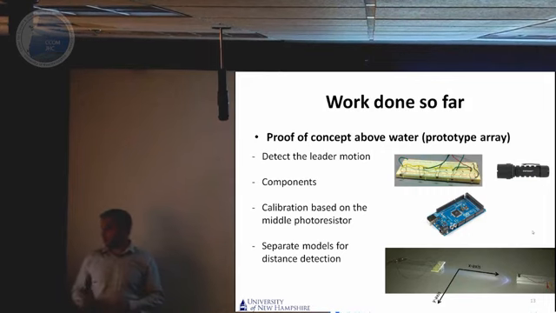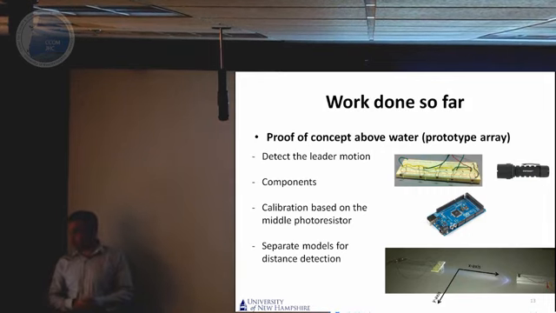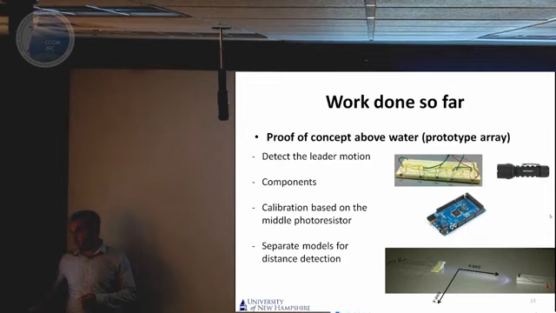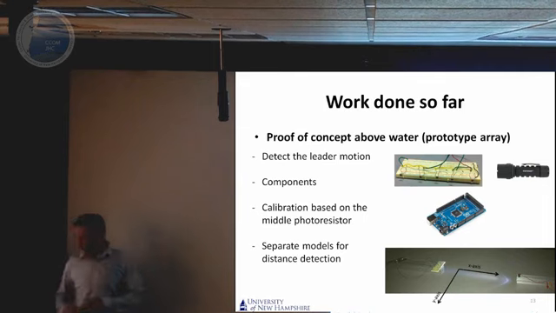To show the proof of concept, we got the light and calibrated our light measurements based on the middle photoresistor of the array. Then we developed separate models for distance detection and for x and y detection. That's what we concentrated on.